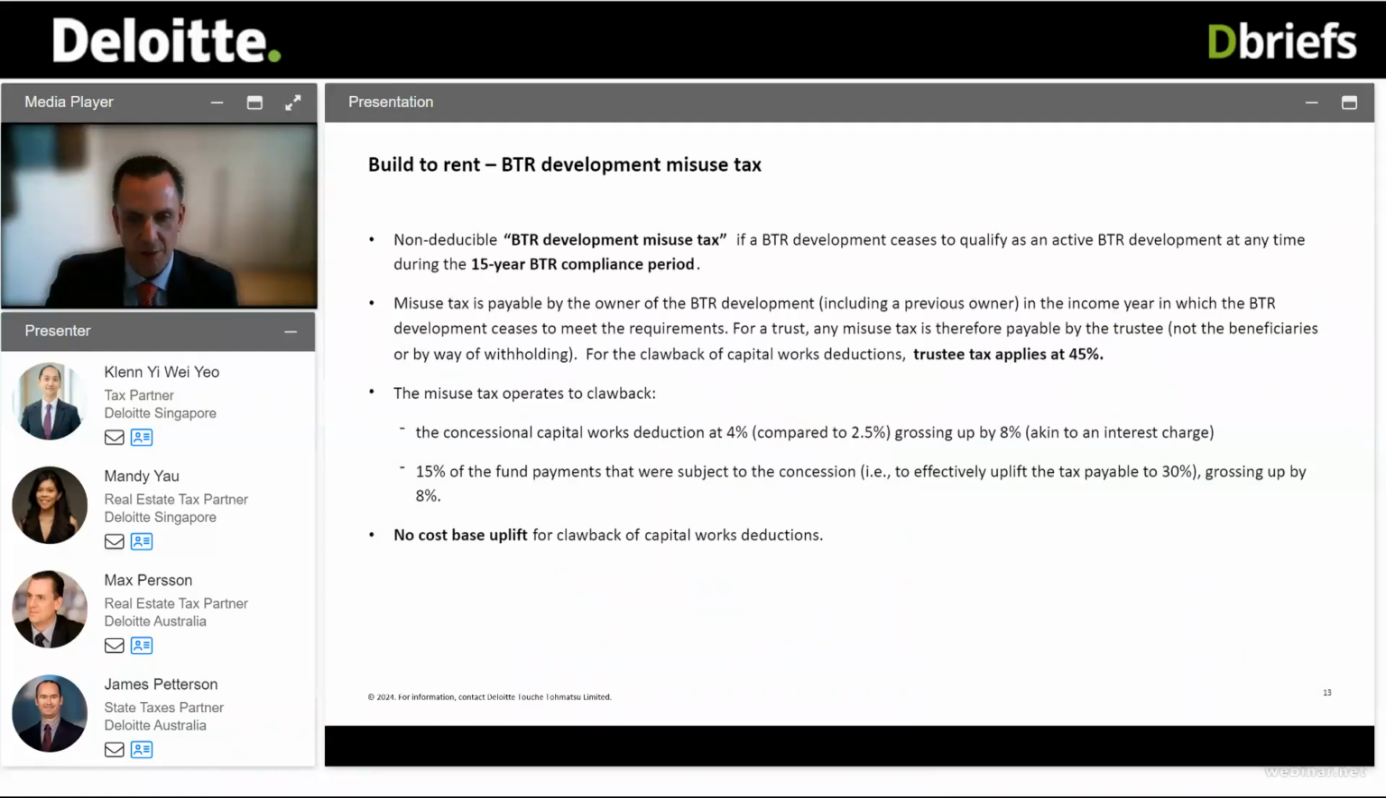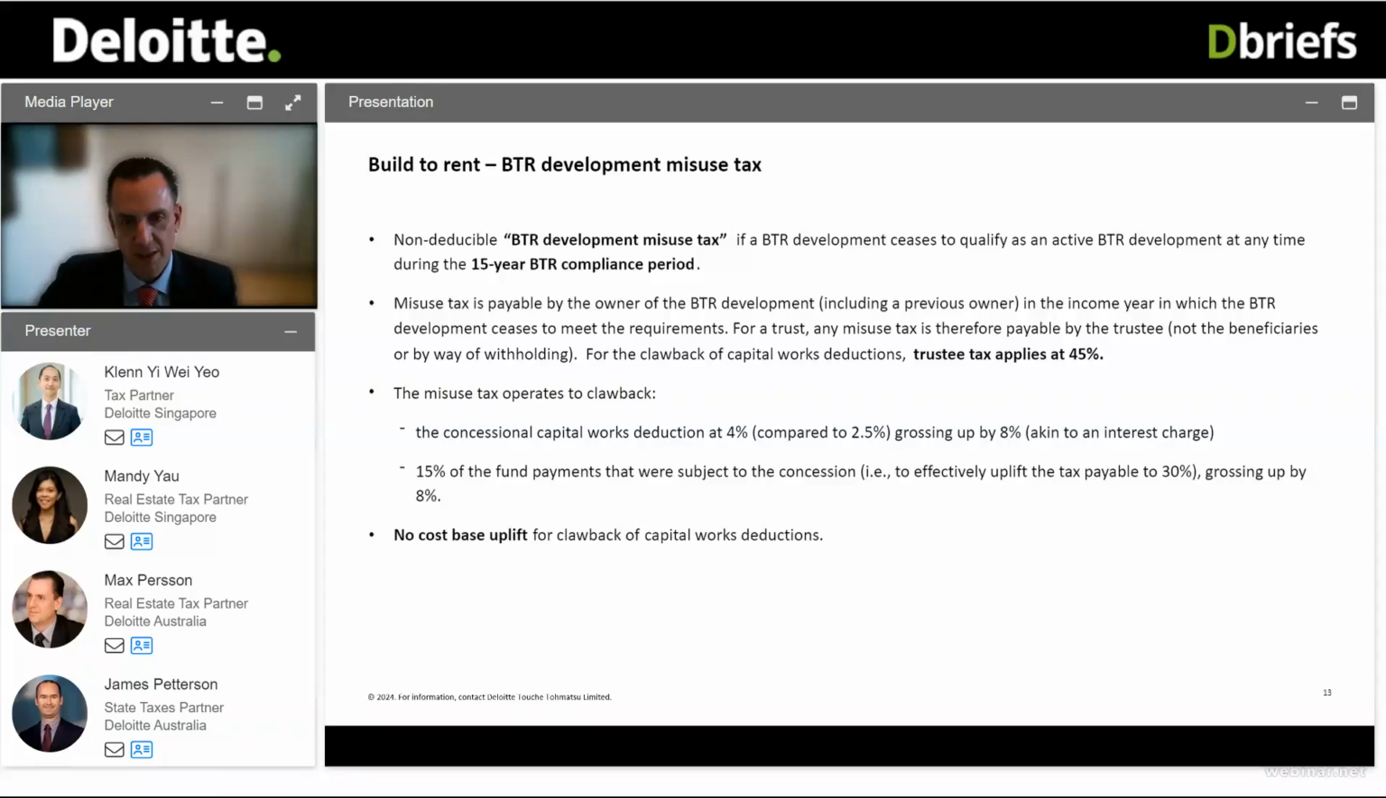So if a BTR development ceases to qualify at any time during a 15-year compliance period, a new BTR development misuse tax will apply. The misuse tax is payable by the owner of the BTR development at the time that the concession was claimed. So that could include a previous owner. It's payable by the owner rather than investors, which can result in unfair outcomes where investors have changed over time.